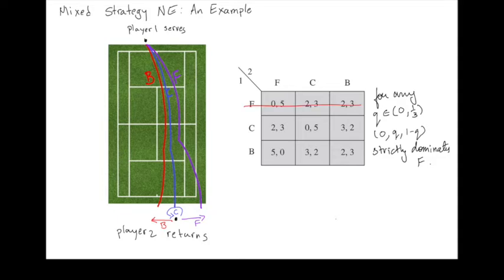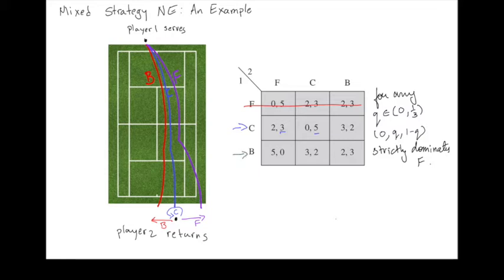But once we know that player 1 is never going to serve to player 2's forehand, player 2 can eliminate moving to his forehand from his strategies. He doesn't have to worry about moving to his forehand either. Why? Because once we've eliminated F from player 1's strategies, staying in the center dominates moving to his forehand. If player 1 plays C, the payoff from moving to forehand is 3, staying in the center is 5.